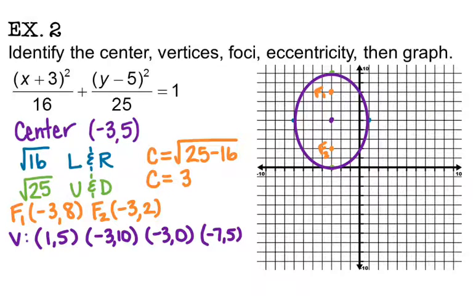And then the last thing we're going to find is the eccentricity, and eccentricity is just C over A. So since I already know C is 3, our A value was how much we went up and down on the major axis. So 3 over 5 is the eccentricity. And this just tells me how circular this ellipse is.